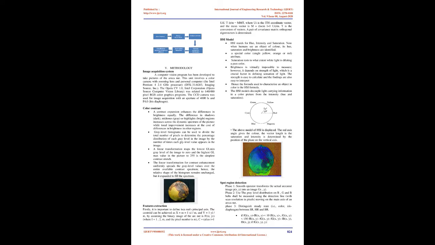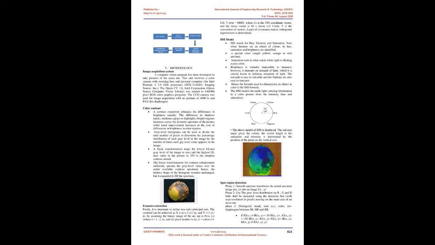Features extraction. Firstly, it is important to define the nut's principal axis. The centroid can be achieved as x equals the sum of x over m and y equals the sum of y over m, by assuming the binary image of the areca nut is f(x, y), where i equals 1, 2, ..., m, and the pixel number is m. The covariance is the sum of (u_i minus the mean vector) times its transpose over m, where u_i is the ith coordinate vector, and the mean vector is the sum of u_i over m. A pair of covariance matrix orthogonal eigenvectors is determined.